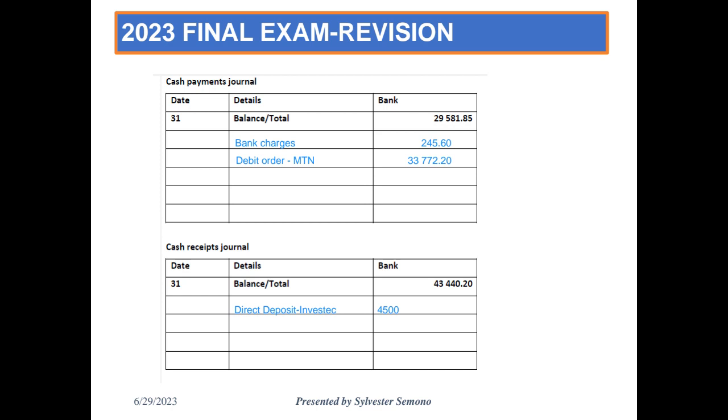Auditors, please. So on the CPJ, it's 63,599.65. No, I think I made a mistake. There's an amount that is wrong there. The debit order is wrong. The debit amount is wrong. Sorry about that.